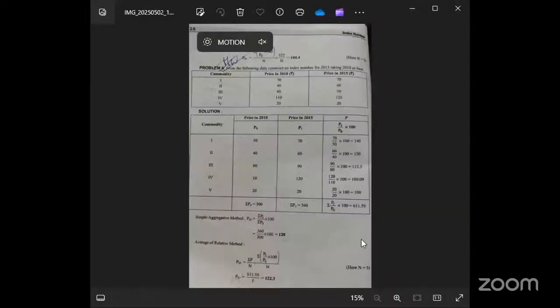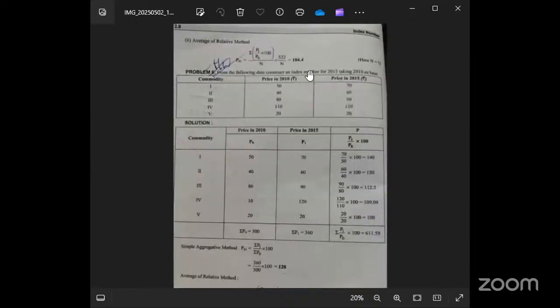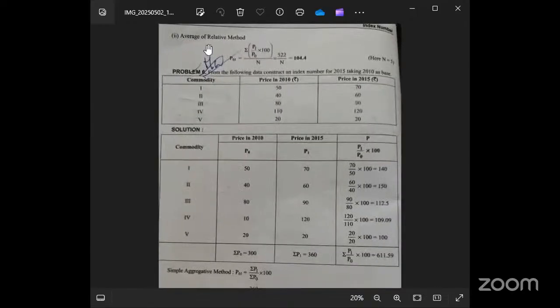We have seen that. Now the average of relative method, that is sigma P1 by P0 into 100 by n. So 522 by n. N is how much there? 5. So 522 by 5 is 104.4. So this is the problem.